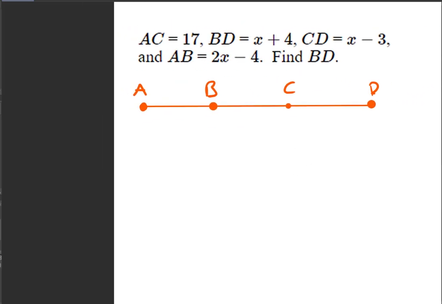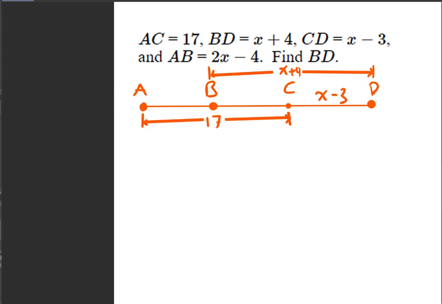And then they're going to give me some lengths, and I want to put those in the appropriate spots, all right? It doesn't matter if I put them above or below, but I need to make sure I understand what areas belong to what. AC is equal to 17. In other words, this distance all the way from here to here is 17. This distance B to D is all the way from here to here, and it is equal to x plus 4. Okay? And CD is equal to x minus 3. And finally, AB is equal to 2x minus 4.